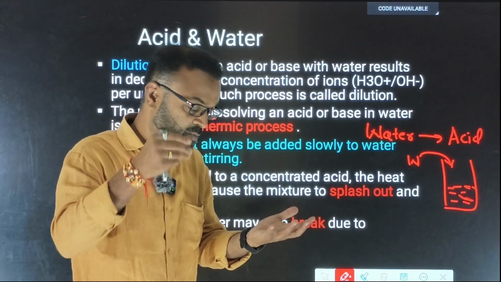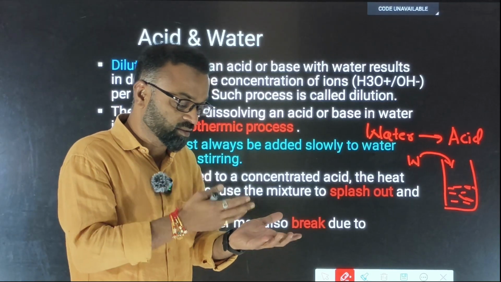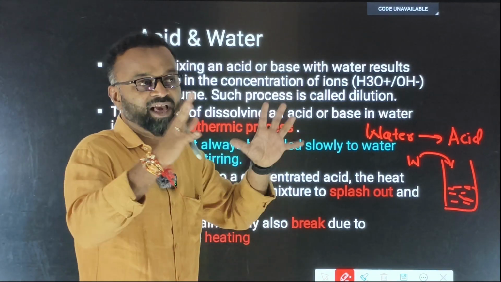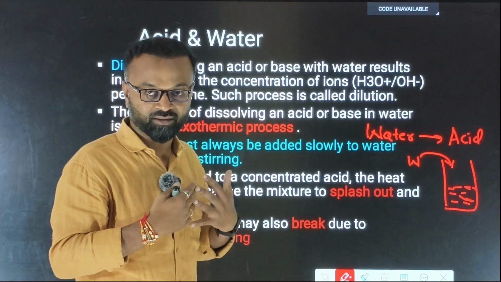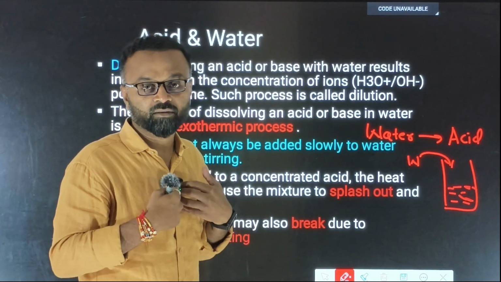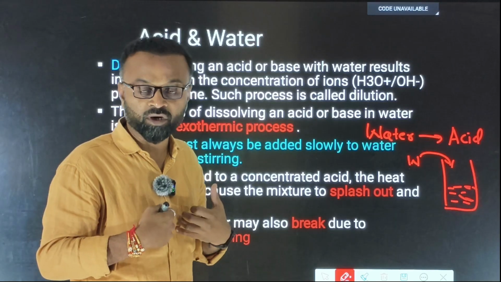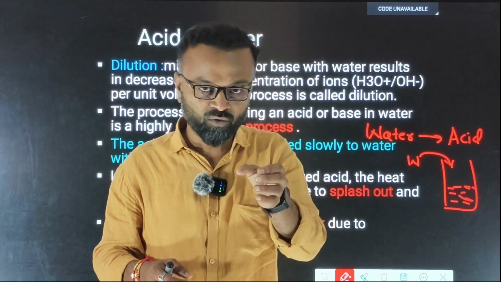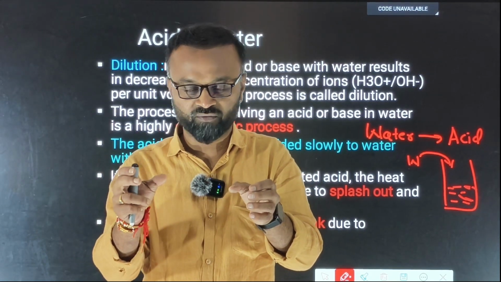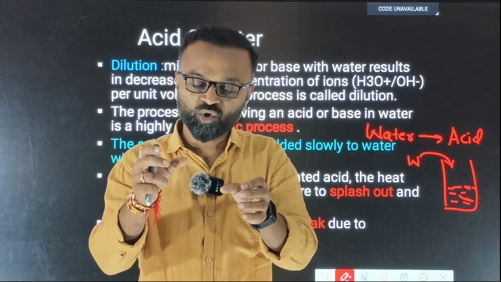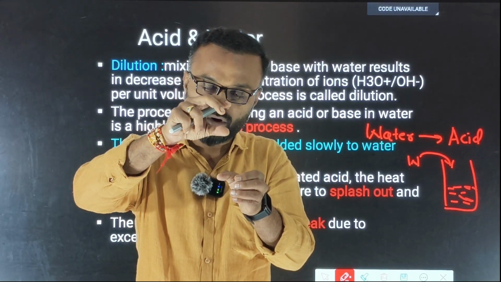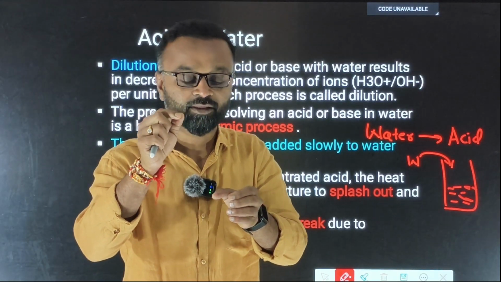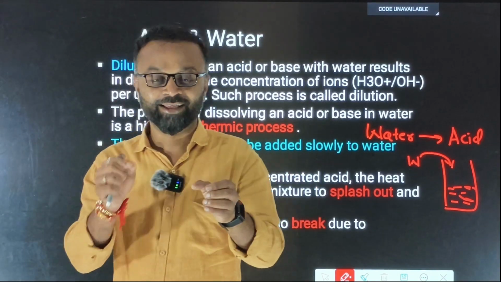When you take the acid and put the water, that reaction is exothermic where a large amount of heat is liberated. The solution might splash and fall on us, it can burst, so we can get hurt or burned because of the acid. That's the reason we should take the required amount of water and the required amount of acid, then add the acid into the water slowly. How slowly? Slowly, slowly.